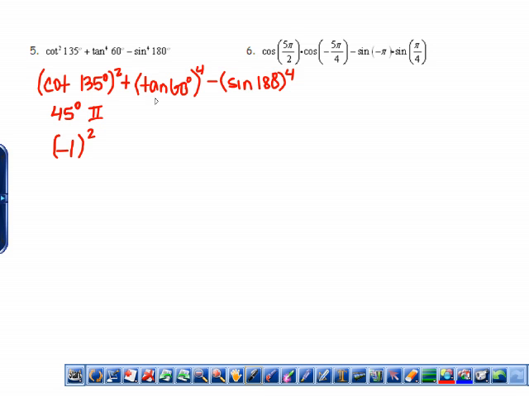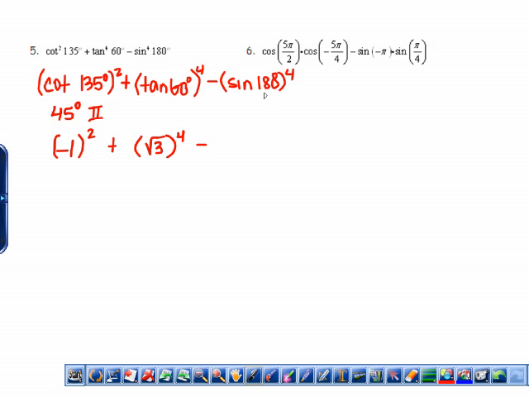Alright, let's move on to tangent of 60. So this is just a straight up exact value that you should have memorized at some point. You may not have it memorized today, but you should soon. And this is square root of 3. This is in the first quadrant where everything's positive, and so we have a plus square root of 3 to the 4th power. Alright, then we have a minus.